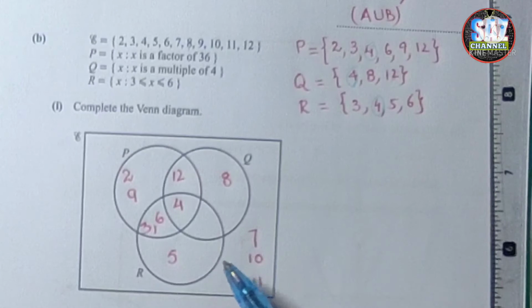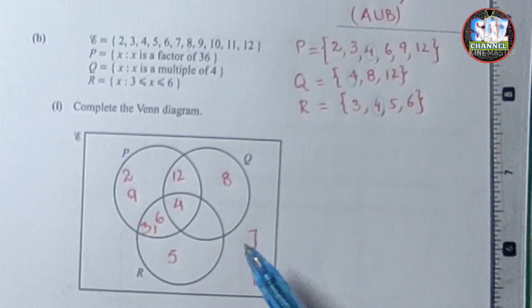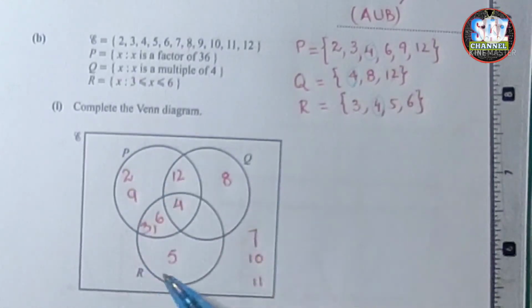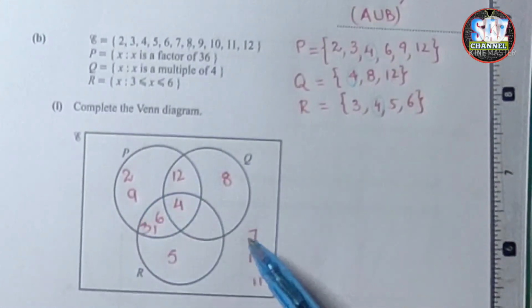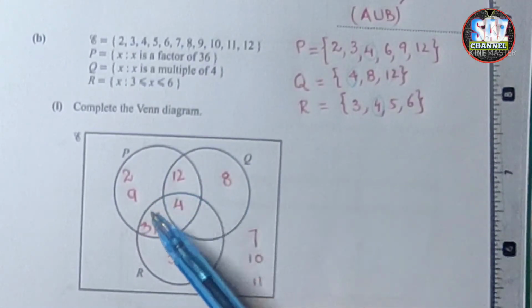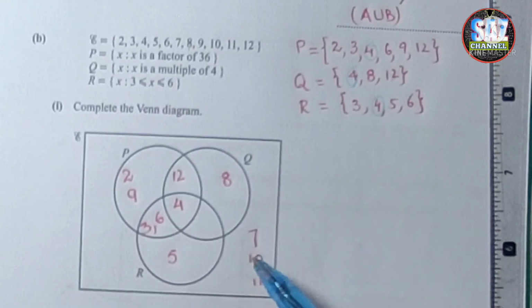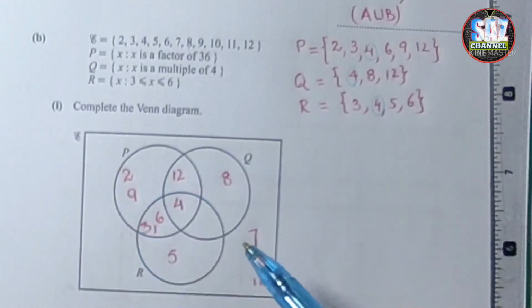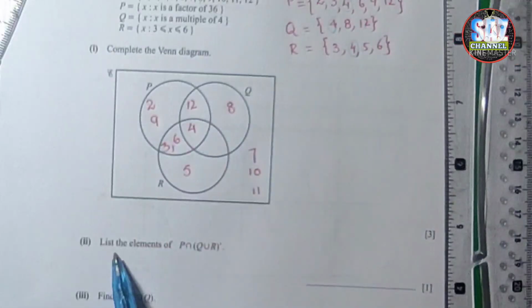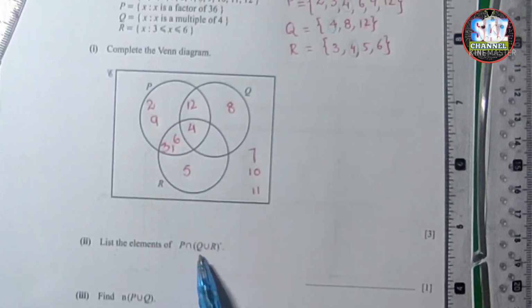Look children, see how I'm fitting all of the elements in the circles, and then the remaining elements which are not coming in any of the three given sets, I'm accommodating in the universal set outside those circles. It's really important to place all the elements of the universal set in different positions. And then the question says to list the elements of P intersection Q union R complement.